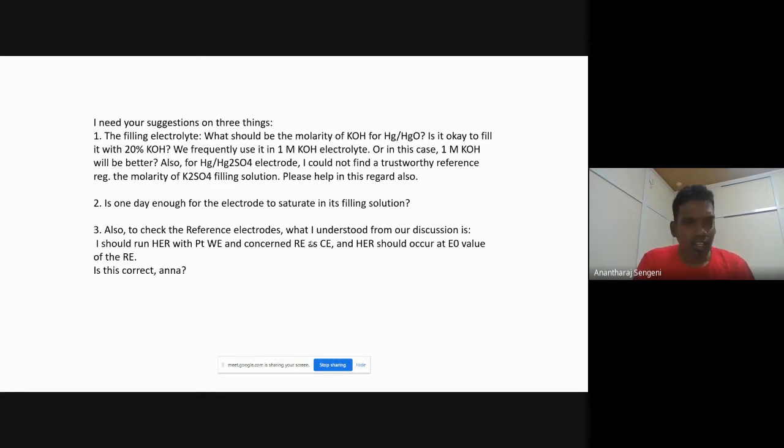Is one day enough for the electrode to saturate in its filling solution? Of course, it is enough. If you are not satisfied with that, you can always follow the OCP changes over a period of 24 hours.